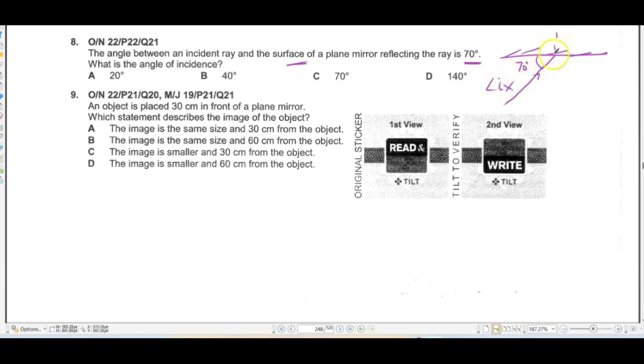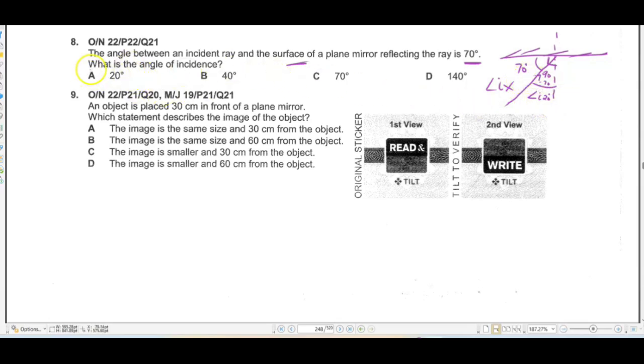The angle of incidence would be between the normal and the incident ray. So this is going to be our angle of incidence. Okay? So we know that all this angle is 90 degrees. So if this angle is 70 degrees, this angle would be 90 minus 70. So that is going to give us 20. So the angle of incidence is just 20 degrees. It is not 70 degrees.